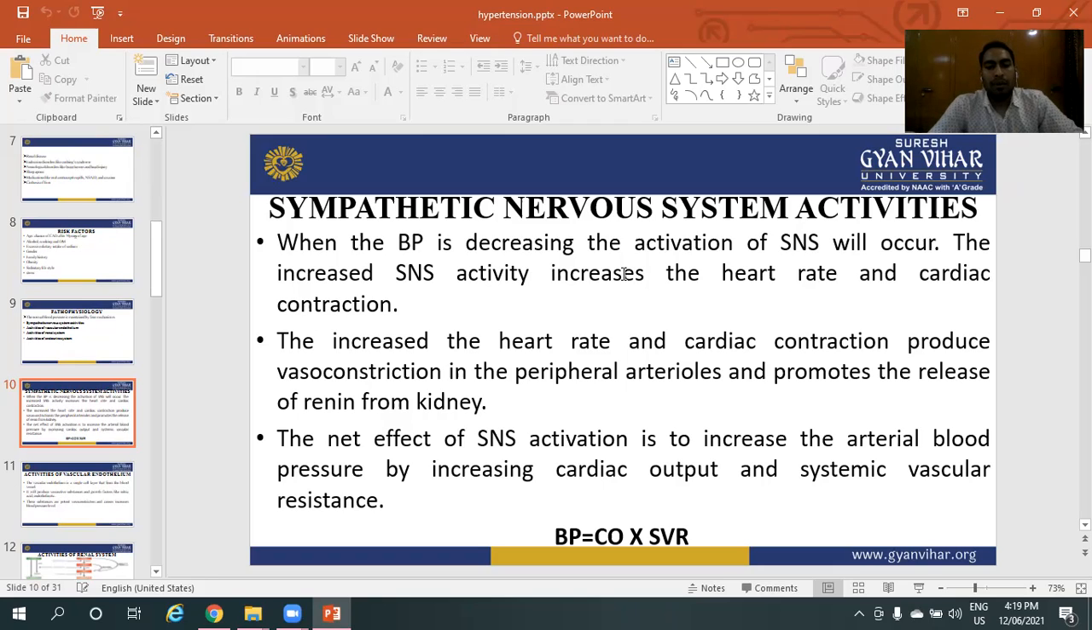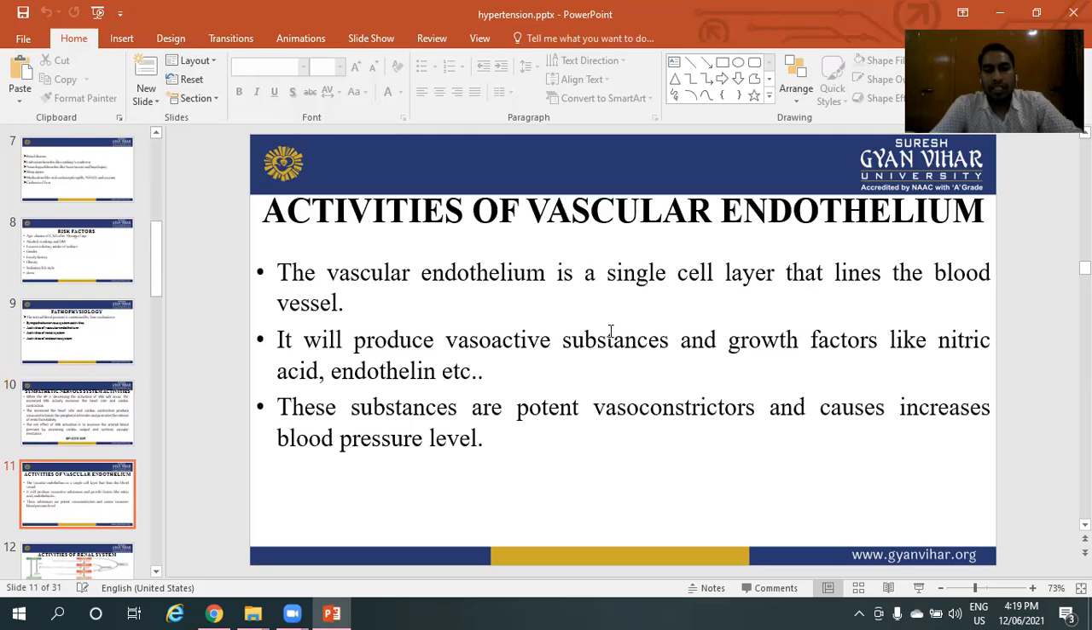Blood pressure is equal to cardiac output multiplied by systemic vascular resistance. The first factor is sympathetic nervous system activity. The second one is the activity of the vascular endothelium. The vascular endothelium is a single cell layer that lines the blood vessels.